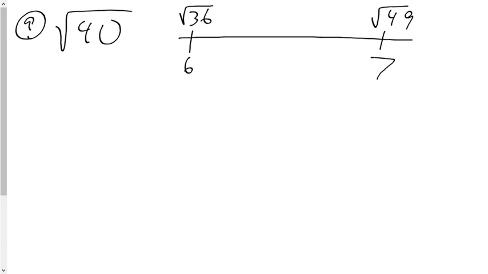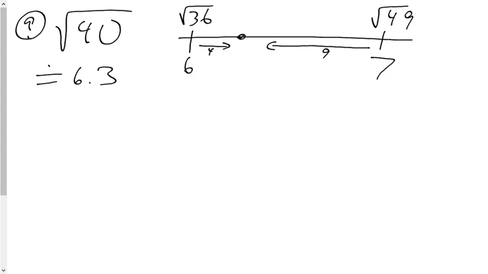and 7. And right off the bat, when you look at it, you know your answer is going to be 6 decimal something. The something part comes with how close it is to each of them. It's only 4 away from the square root of 36, and it is 9 away from the square root of 49. So I'm going to say it's right around there, maybe. Once I have that, my estimation can be 6.2 or 6.3.